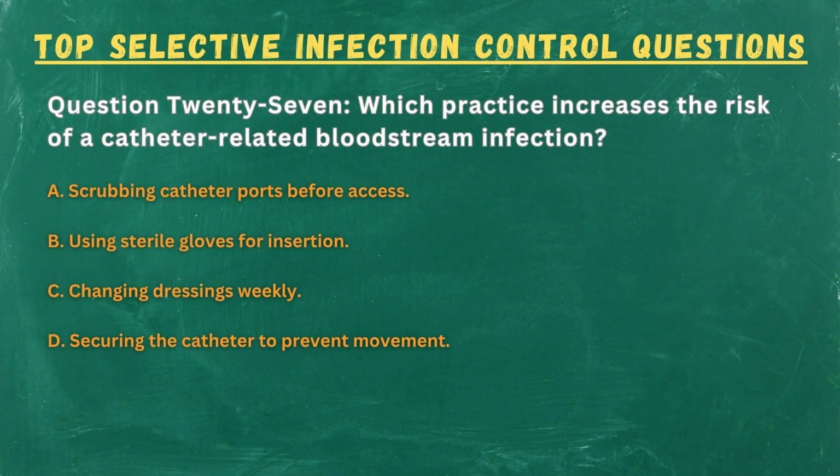Question 27. Which practice increases the risk of a catheter-related bloodstream infection? A. Scrubbing catheter ports before access. B. Using sterile gloves for insertion. C. Changing dressings weekly. D. Securing the catheter to prevent movement. Answer: C. Changing dressings weekly.